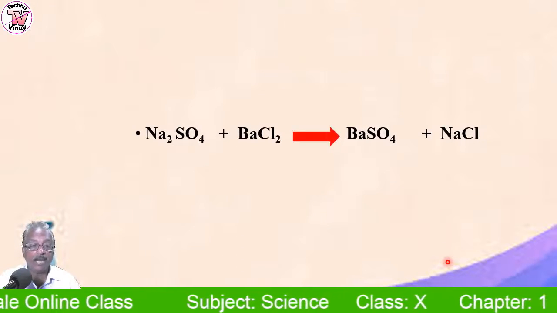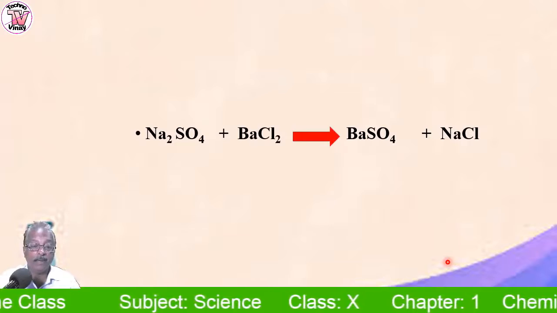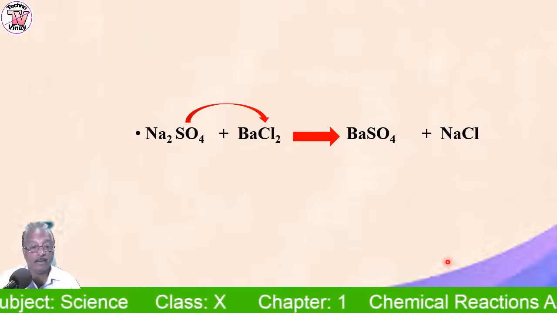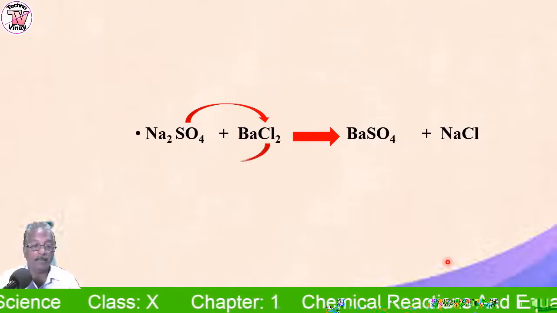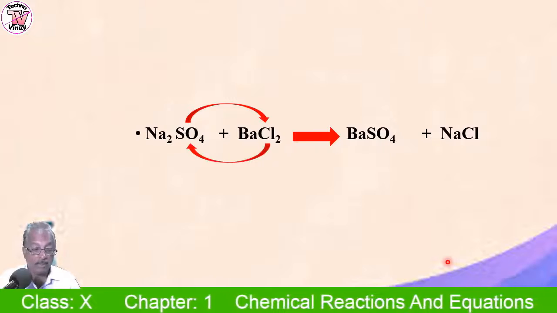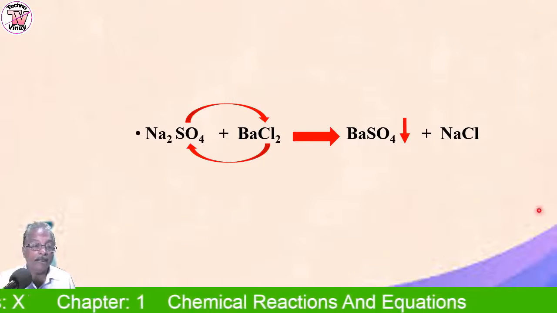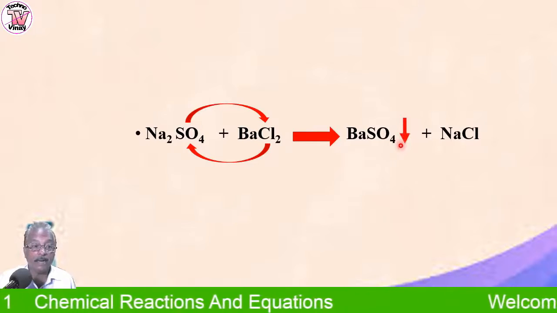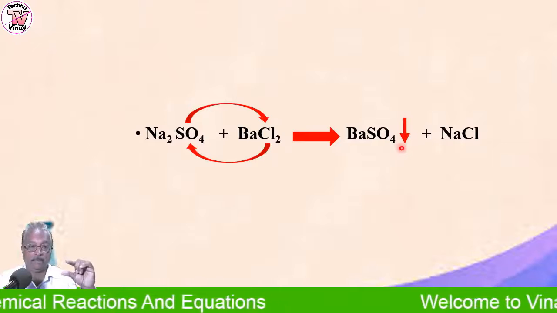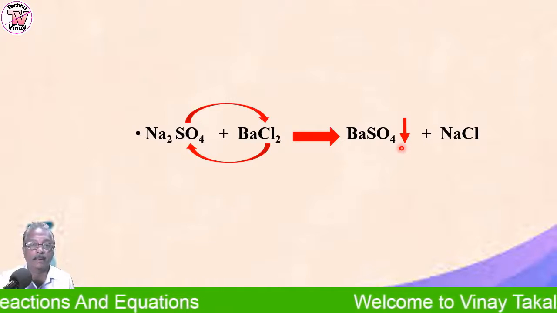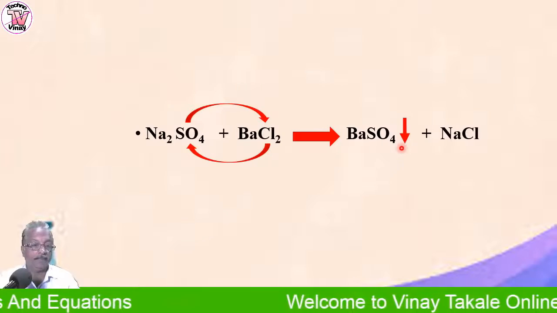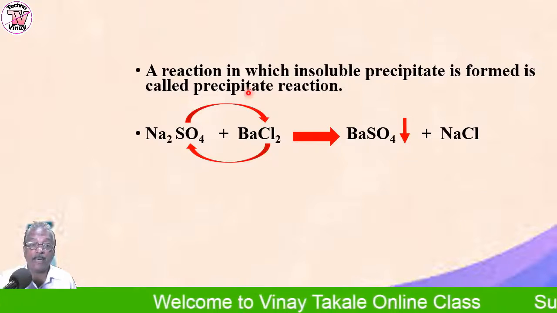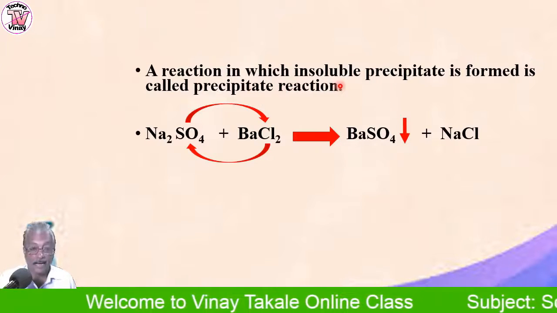Here again the same reaction I have taken, sodium sulfate plus barium chloride. Sulfate is going to replace chlorine. Chlorine will combine with sodium. As a result, it will form a white precipitate of barium sulfate. This arrow indicates the formation of a precipitate, a thick one, and if we allow it some time, it will settle down.